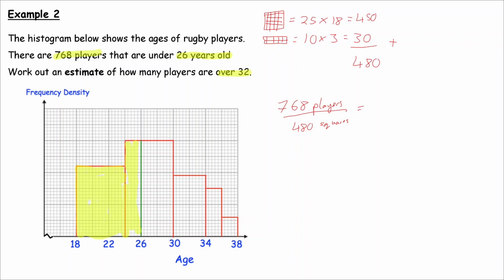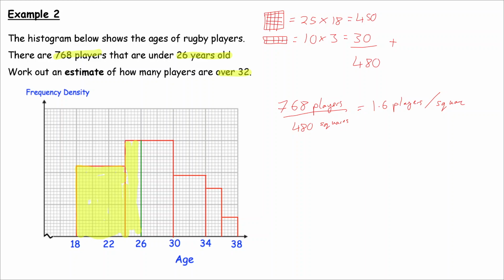768 divided by 480 is 1.6. So I've got 1.6 players per square, which is now useful. So I literally know that one tiny little square, like one of those squares there, is worth 1.6 players, which is useful because I want to find how many players are over 32.